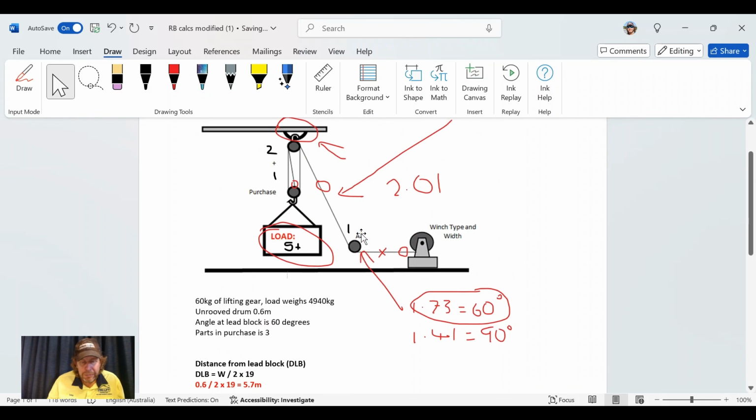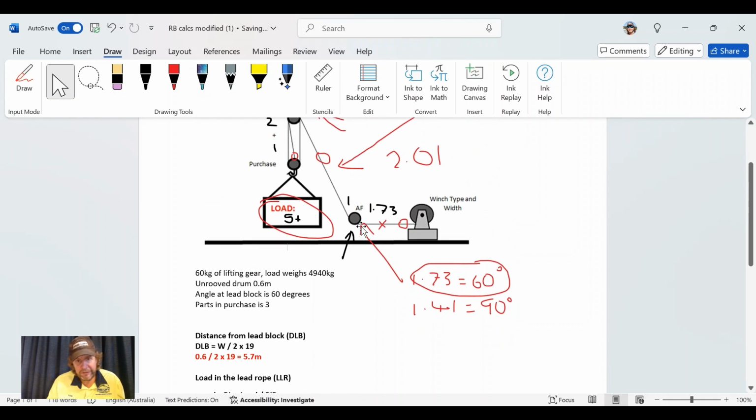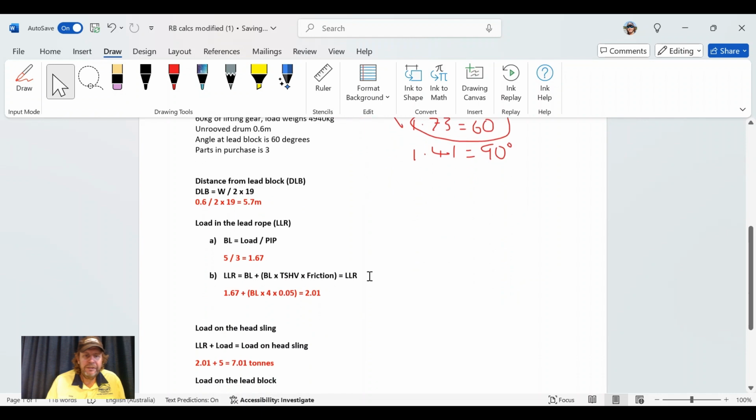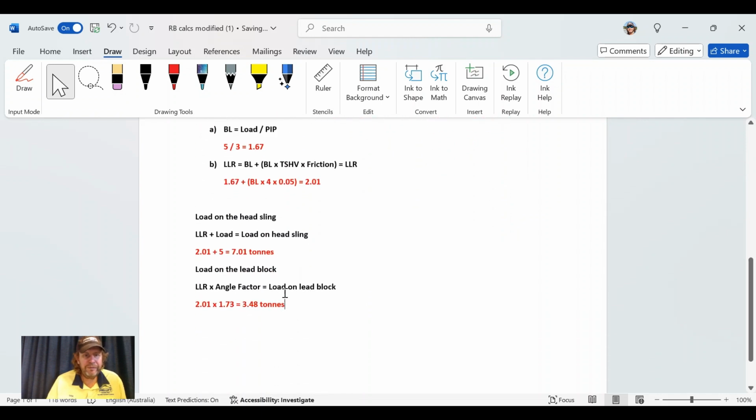So the load on this block has been increased. The load on the lead rope is 2.01 ton, but because we're messing with it and pulling it up and sideways and all that sort of stuff, that's actually been increased. Angle factor 1.73. Because we've actually messed with that, you need to increase the safe working load of that. So if you didn't have a secure anchor point, or the sheave wasn't strong enough to hold that, you'd have to make sure that it was rated to more than 3.48 tons.